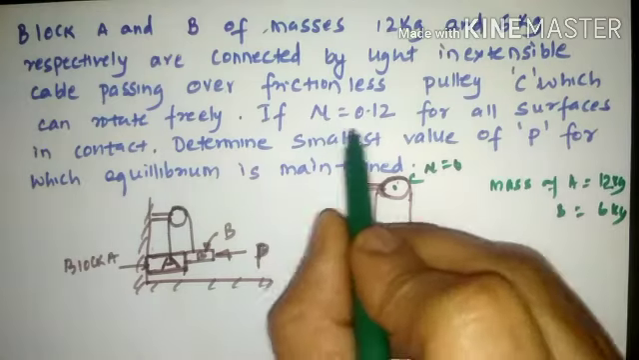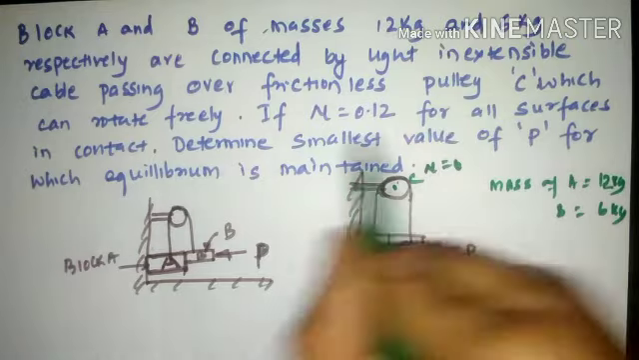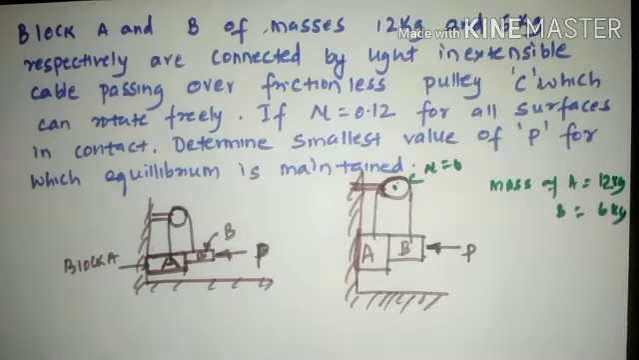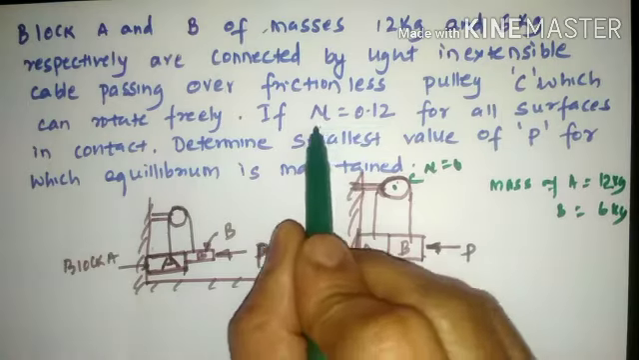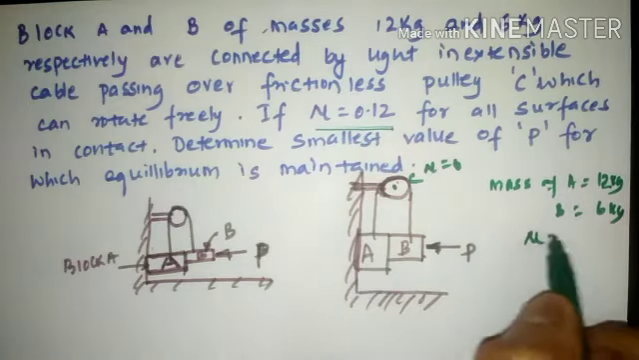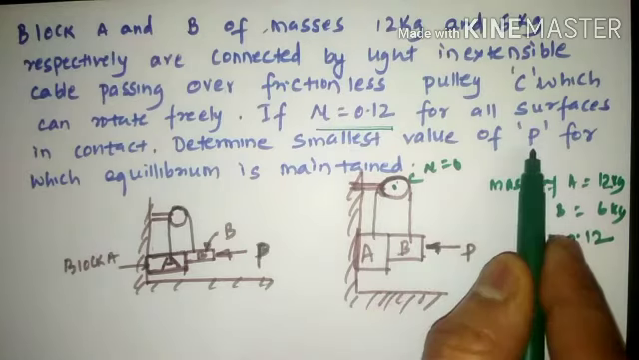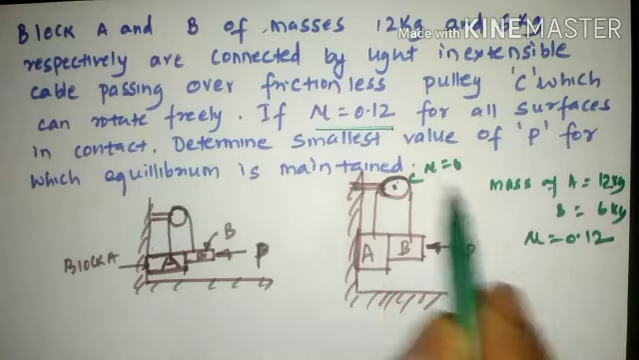And mu is 0.12 at all contact surfaces. Wherever, apart from the pulley junction, the blocks have been placed in contact with either the surface or with each other, the coefficient of friction shall be considered as 0.12. So we need to find out the smallest force P for which the equilibrium is maintained.